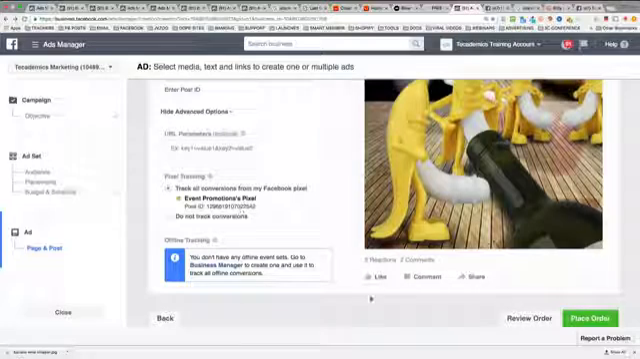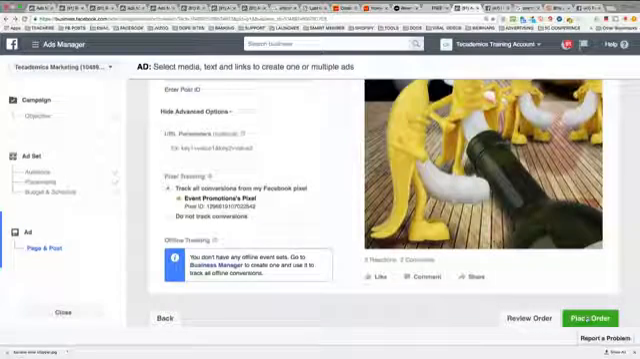But for right now, you can just use a random one. It doesn't really matter. And that's it. You place the order. You guys, it is that simple. That is a $5 per day Facebook ad.